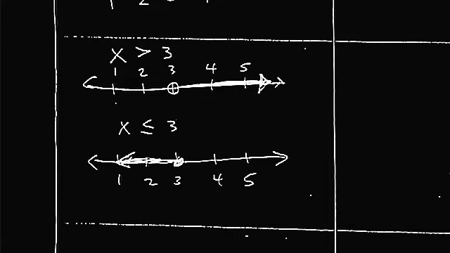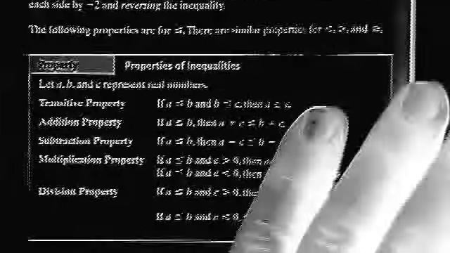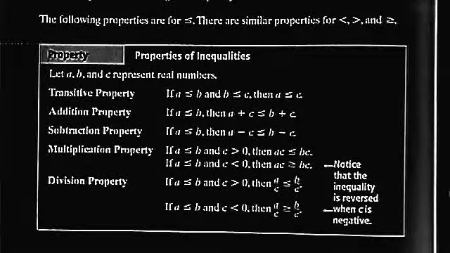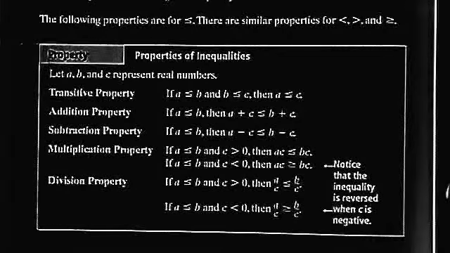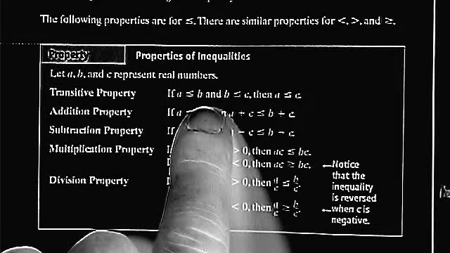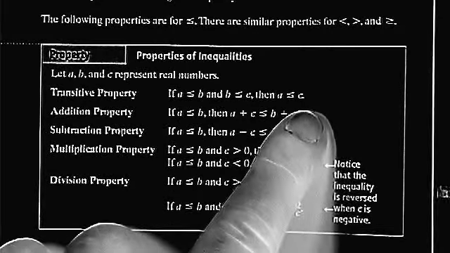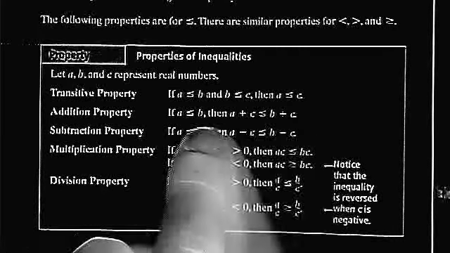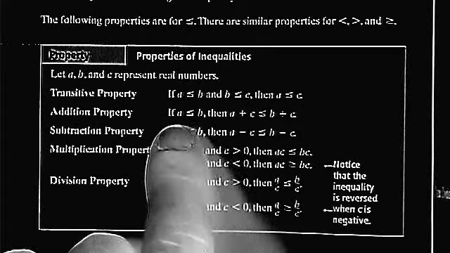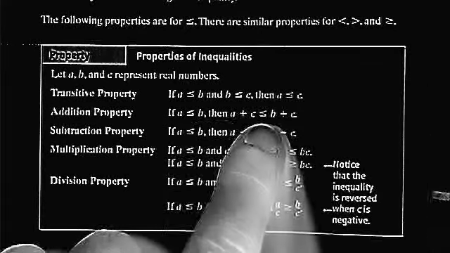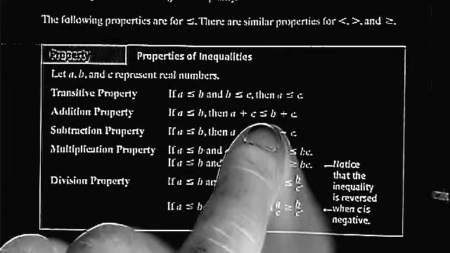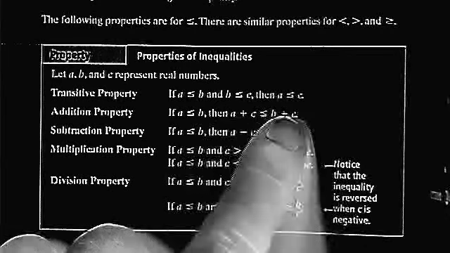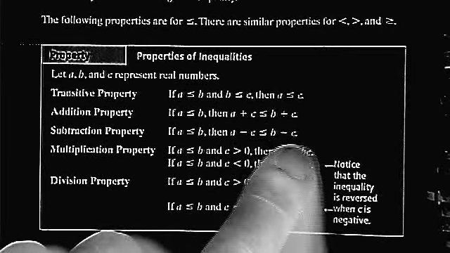And then in the book there are some properties. I'll just show you briefly. So we got the transitive property. That's pretty easy. A is less than B. B is less than C. So A has to be smaller than C. Well, that's pretty plain. Pretty easy to understand. Addition property. If A is less than B, you could add something to both sides. It's just like an equation. You can add the same thing to both sides. You can subtract the same thing from both sides.